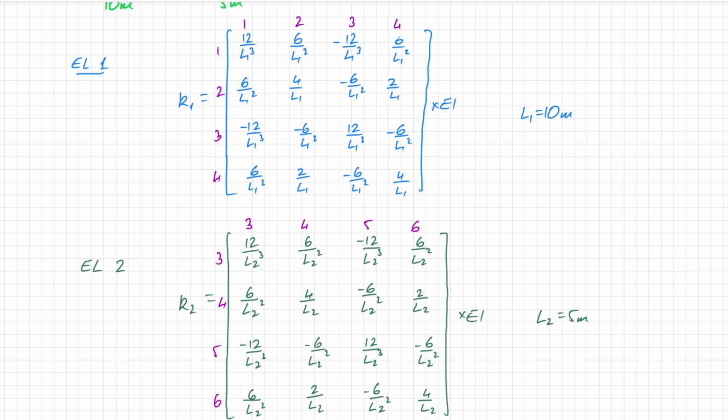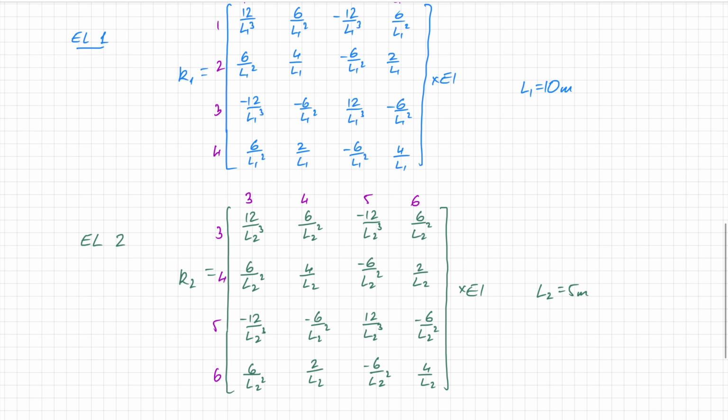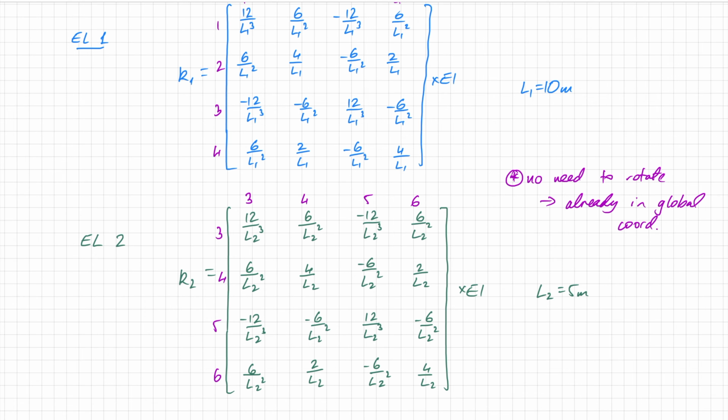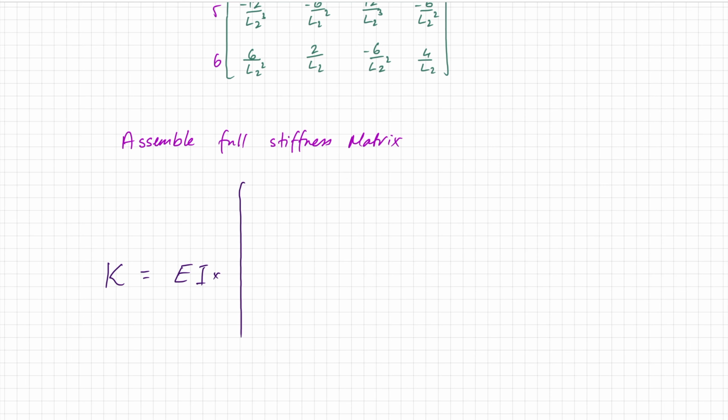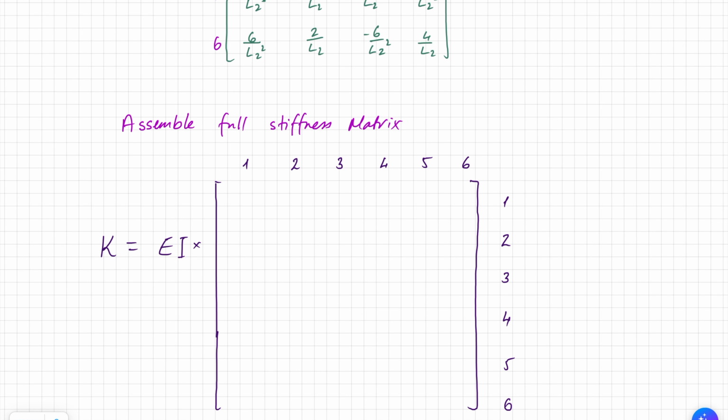Now that we have the two stiffness matrices, and noting that there is no need to rotate as they are already in global coordinates, we need to now assemble the full stiffness matrix. The full stiffness matrix, K, is going to be EI times a matrix of 6 by 6, and it's going to go according to the degrees of freedom. My full matrix is 6 by 6 because I have 6 degrees of freedom in total.